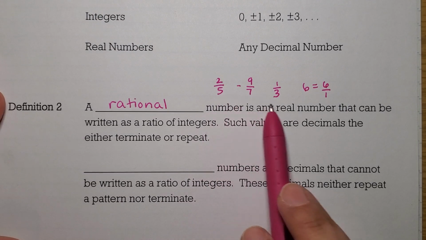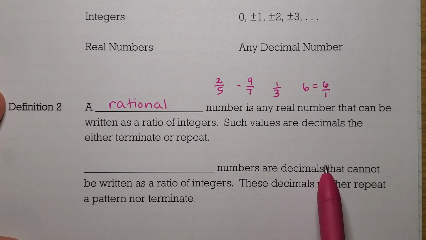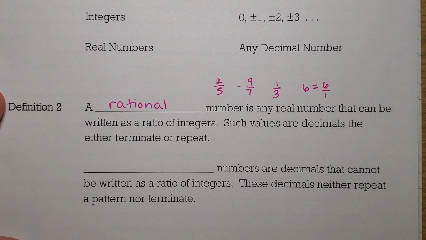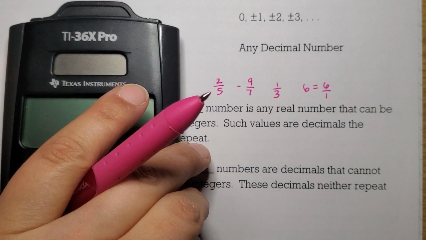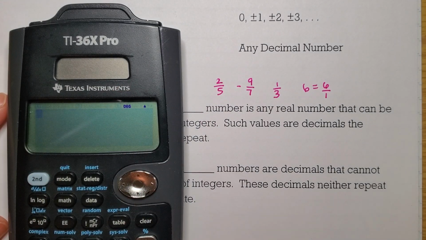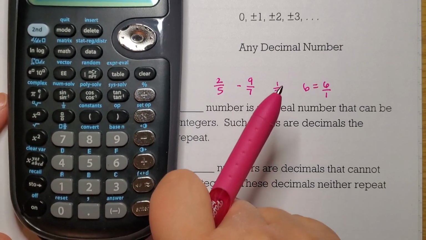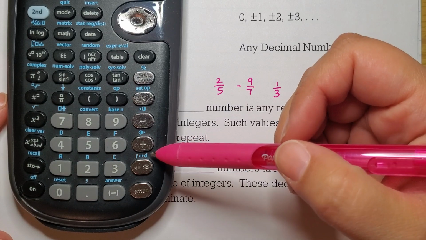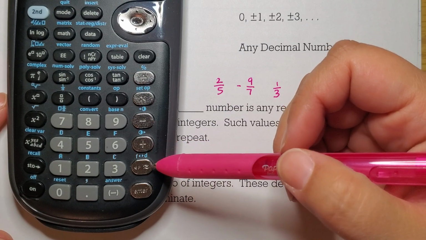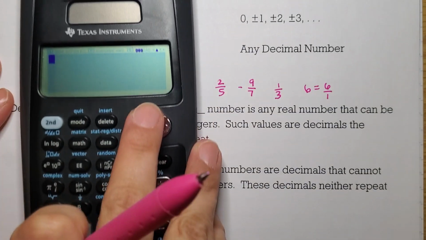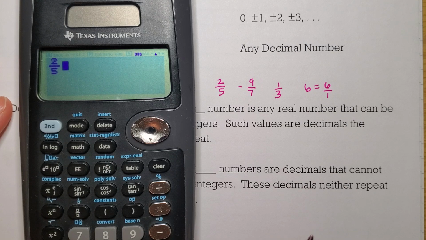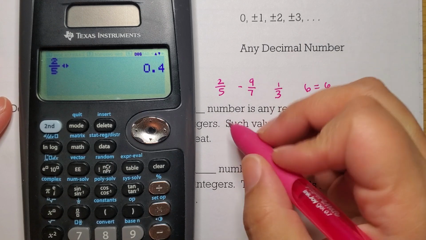If we think about what these numbers look like in decimal format, they're going to be decimals that either terminate or repeat. So for example, I'm going to see what these look like in decimal format. On this calculator, it has a button down at the bottom, and we'll talk about this in future videos as well, but it can change fractions into decimal format using this button here. So if I enter in that fraction 2/5, and then I press that button, it converts it into 0.4.